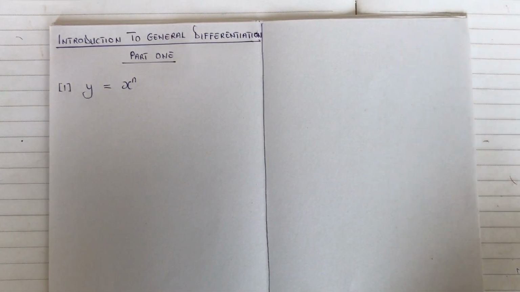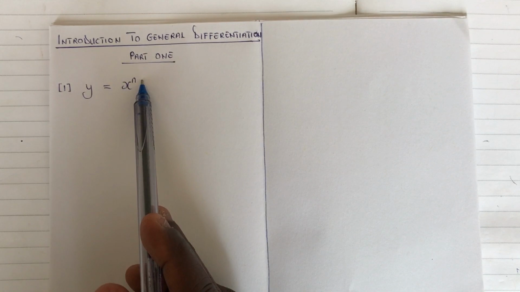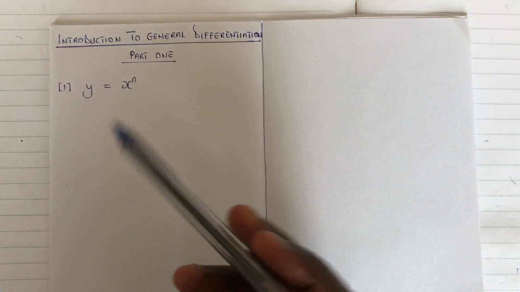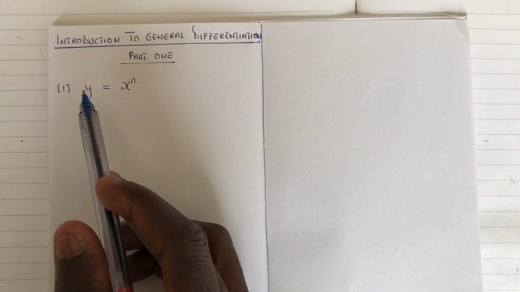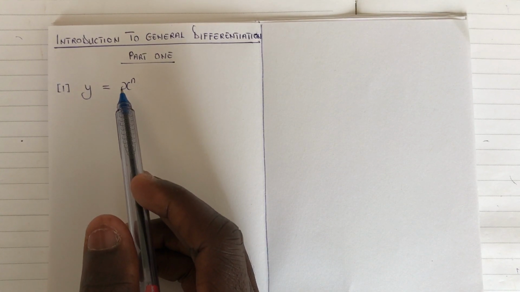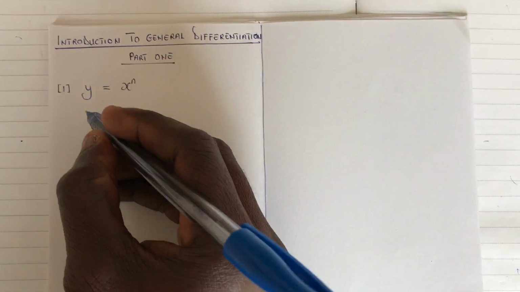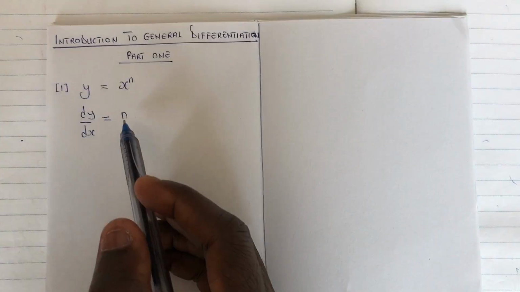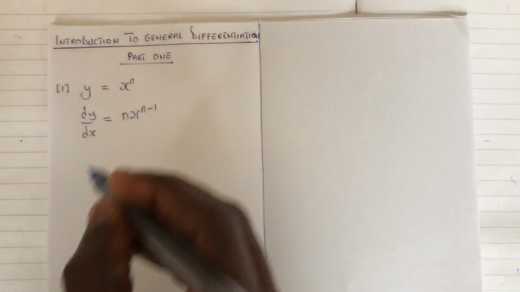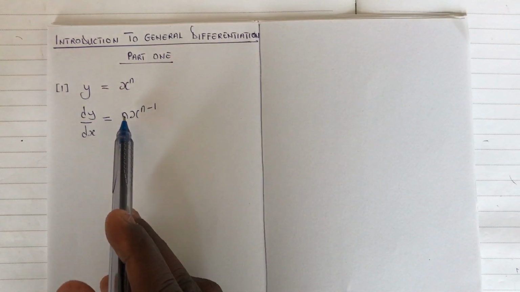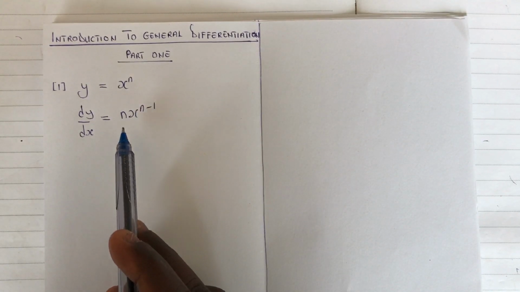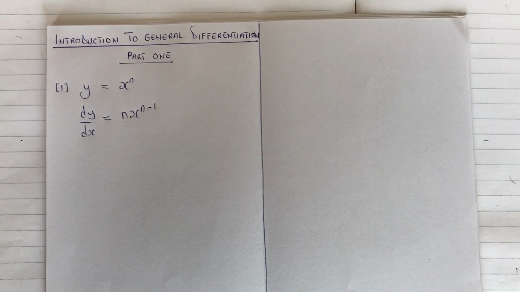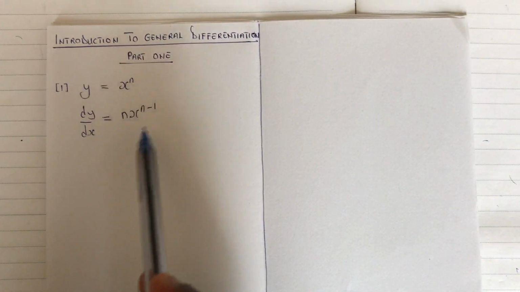It is very simple. All you need to do is pick the exponent, use it to multiply the function, and reduce the power, or the exponent, by 1. So if you differentiate y with respect to x, you write dy/dx, which equals n x raised to the power n minus 1. You use the exponent to multiply the function and reduce the power by 1. All you need to do now is simplify the result.